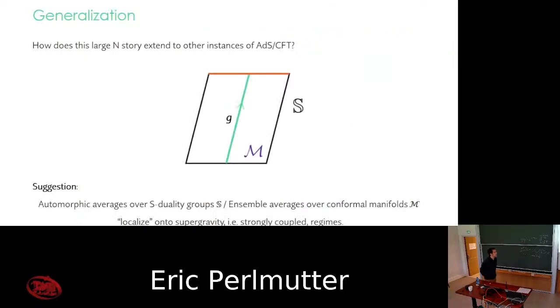OK, good. Time is up, so let me just say a few more words and then take questions. The obvious question is how this generalizes to AdS/CFT at large. We had some comments in the paper about different scenarios. Without committing to any one, we'd like to collect some more data. But the basic idea is that some automorphic average over S-duality groups, or more likely, in my opinion, some kind of ensemble average over conformal manifolds M, in cases where there's a supergravity regime at large N, localizes onto supergravity.